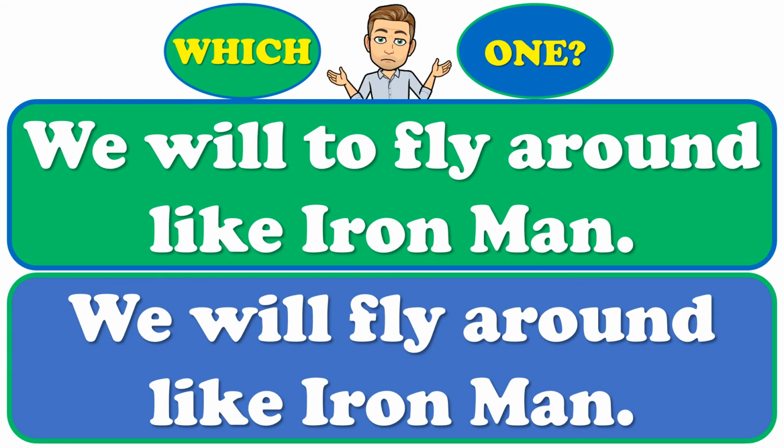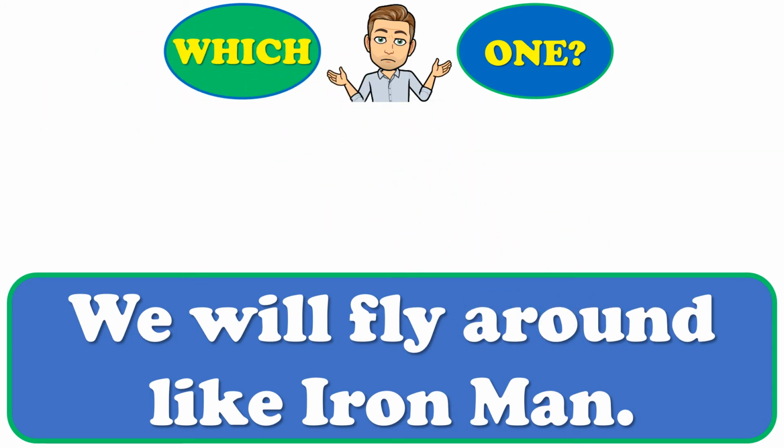This time, it's the blue one. We will fly around like Iron Man. We don't need "to" before the verb, just "will" and the verb, and in this case, it's "fly." So we will fly around like Iron Man. That kind of sounds fun.